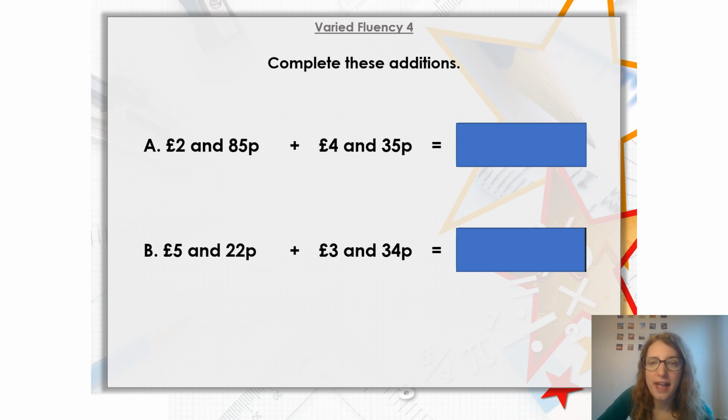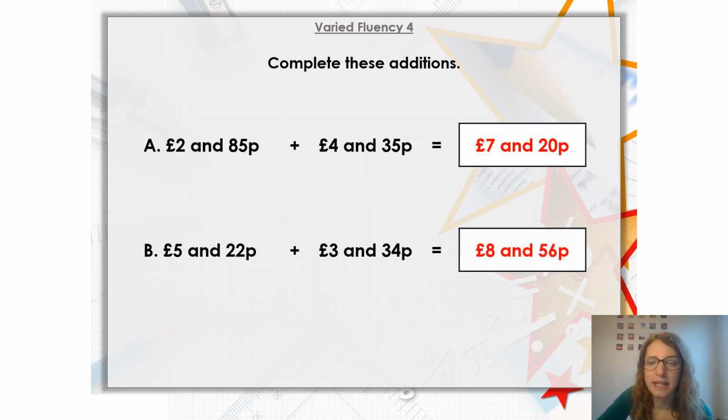Okay, question A, we have a total of £7.20. Remember, you get 1 point if you got it right and an extra if you remembered that pound symbol. And then question B, our total is £8.56.